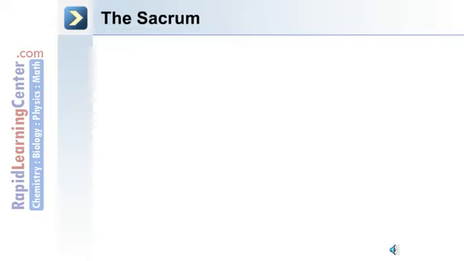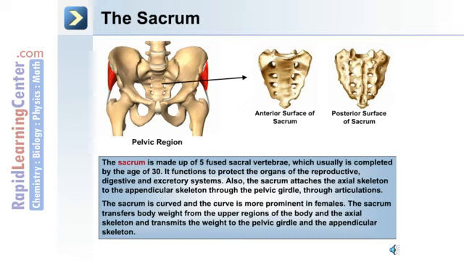Moving in a caudal direction down the spinal column, the next segment is the sacrum. The sacrum is made up of 5 fused sacral vertebrae, which usually occurs by the age of 30. The sacrum functions to protect the organs of the reproductive, digestive, and excretory systems. Also, the sacrum attaches the axial skeleton to the appendicular skeleton through the pelvic girdle through articulations. The sacrum is curved and the curve is more prominent in females.